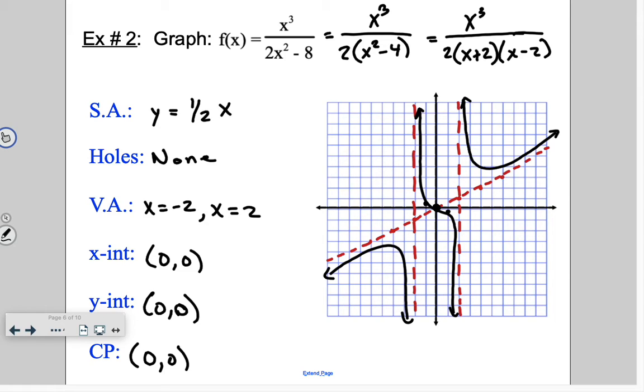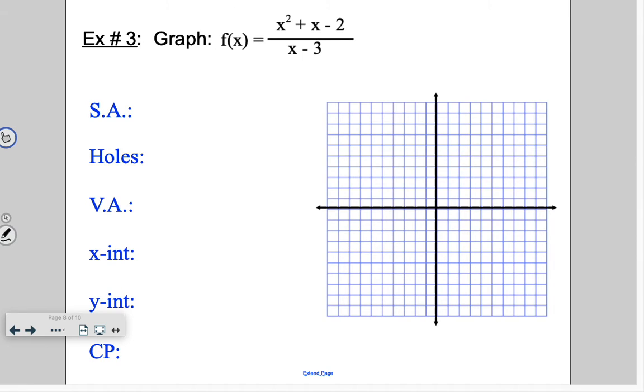Any questions before we go on? I got one more for you that I want you to take a look at just to kind of finalize this. All right, let's go to the last one then. Last one. Let's put it all together.